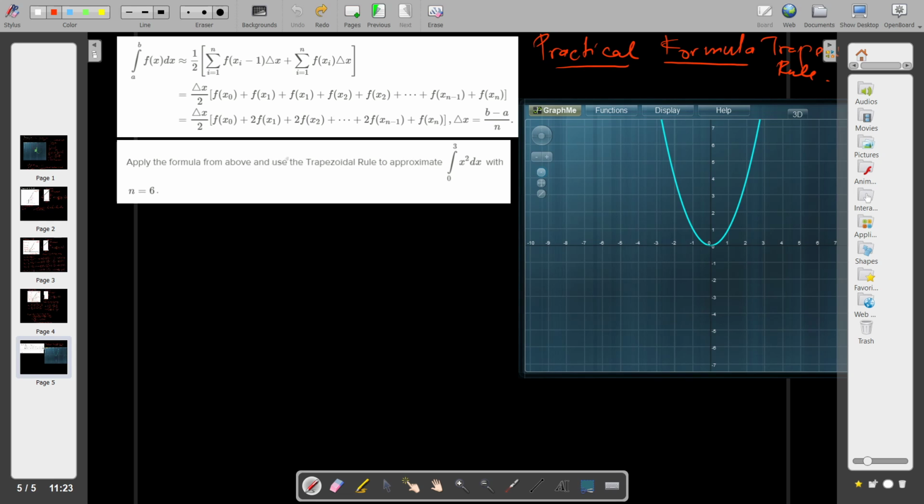Now we are going to continue our discussion, and it's all about the practical formula. So this is the practical formula. We can just use the formula to overcome our problem related to the trapezoid rule.